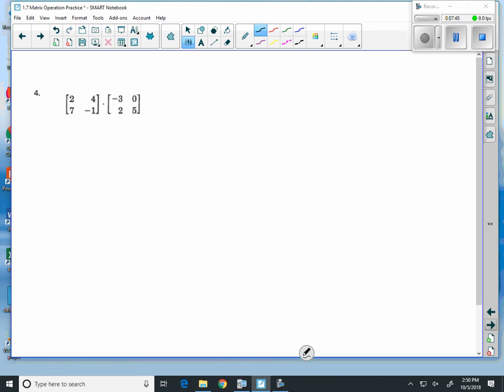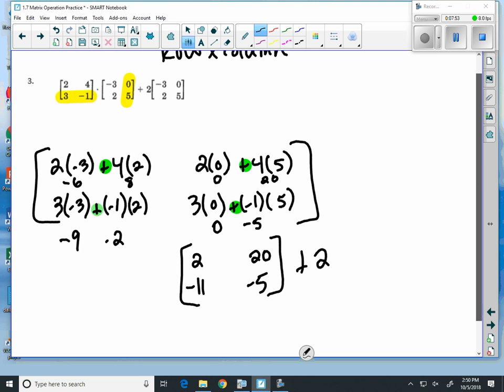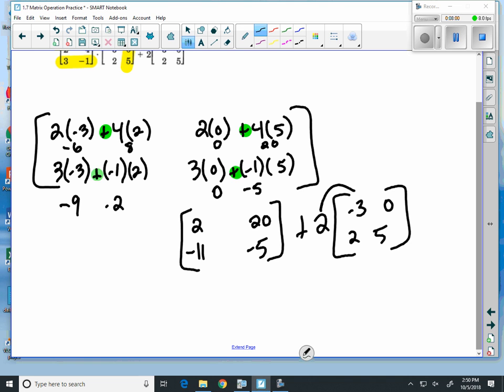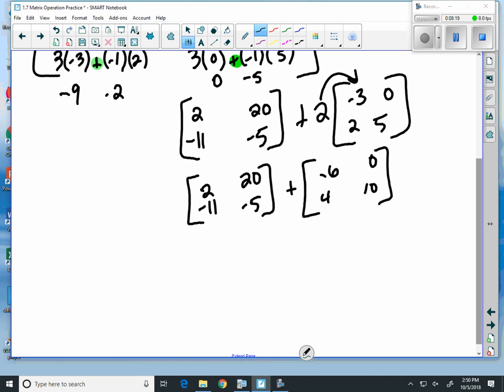Okay, this is very similar to number 3. Oh, I'm sorry, we did not finish that problem. We did not finish number 3. Let me go back. We still need to add 2 times this matrix here. So this is just kind of like number 1. You have a scalar. So this matrix here will stay the same. Every single number in the second matrix will get multiplied by 2. And from there we just add.